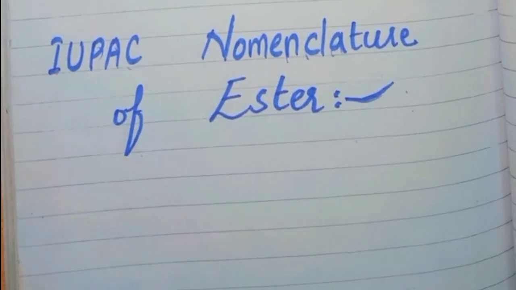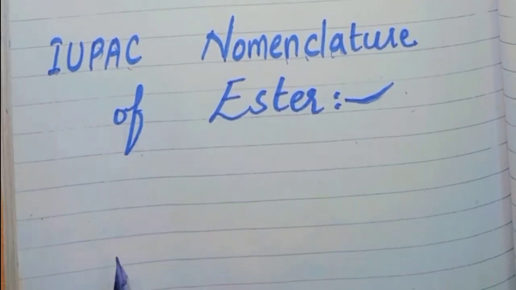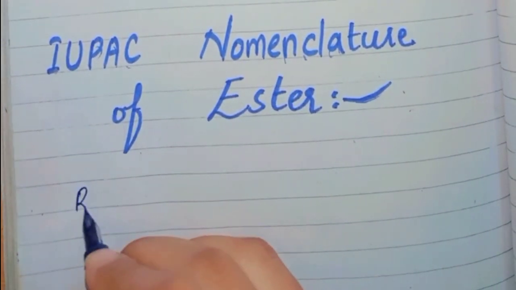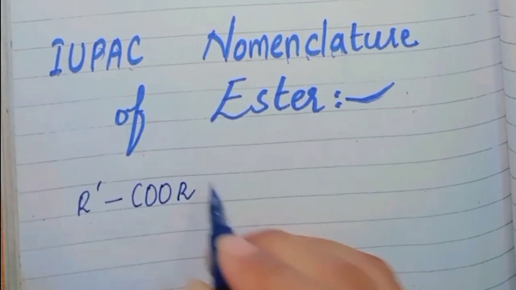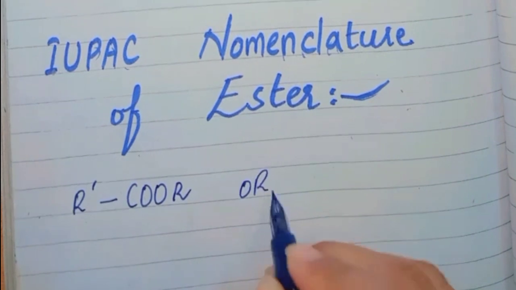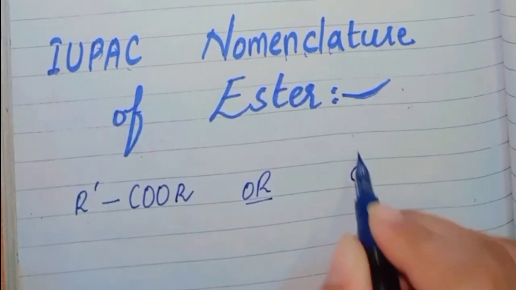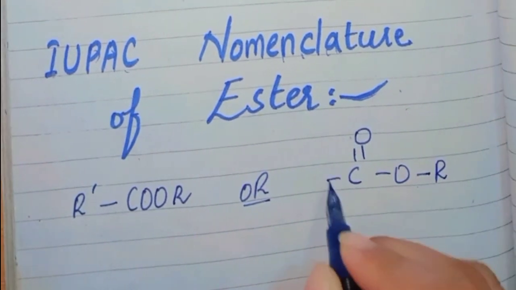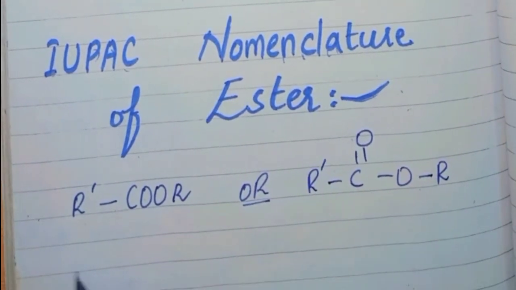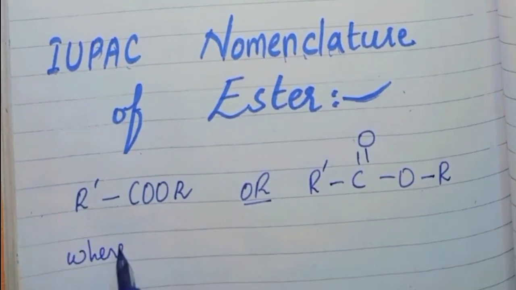In this video, we will discuss the IUPAC nomenclature of esters. In an ester, the terminal carbon atom is attached to two oxygen atoms, one connected with a double bond and the other with a single bond. The structure is written as shown, where R' is hydrogen or a carbon chain, and R is only a carbon chain.